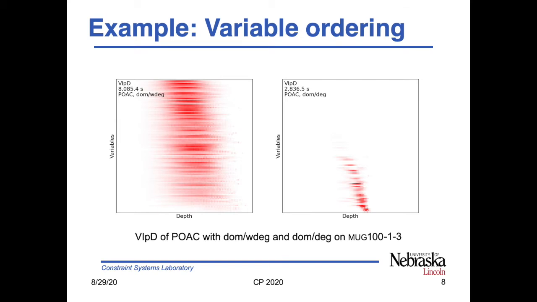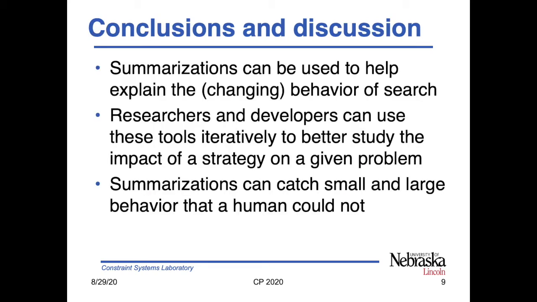performs the best. In our talk, we show how the summarizations can be used to explain the changing behavior of search, the use cases for researchers and developers to study the impacts of specific strategies, and how the summarizations can catch small and large behavior that a human cannot be expected to. So come view our talk if that sounds interesting to you.